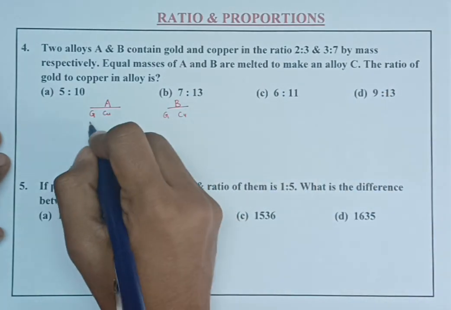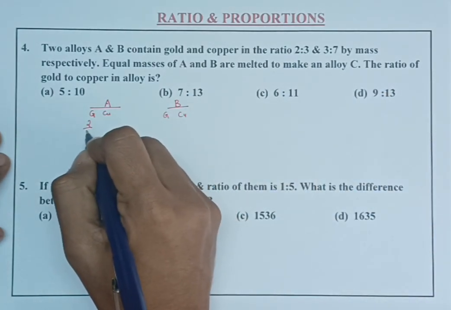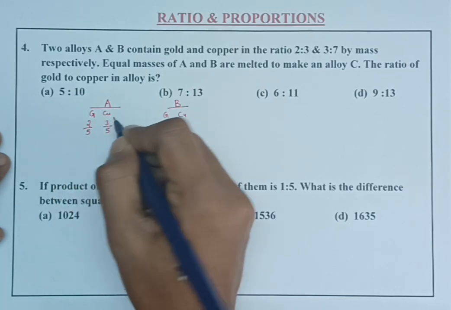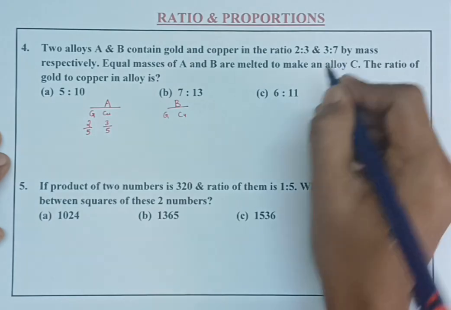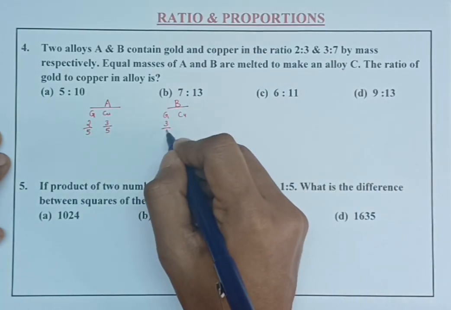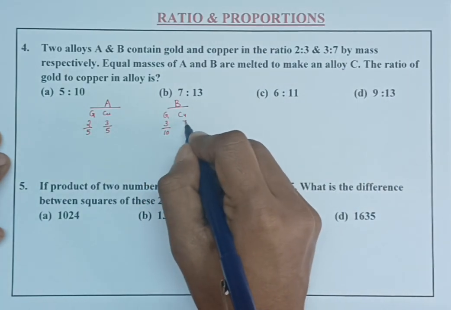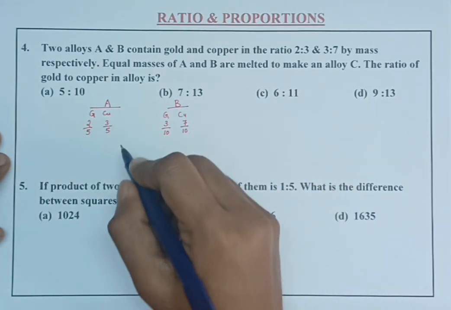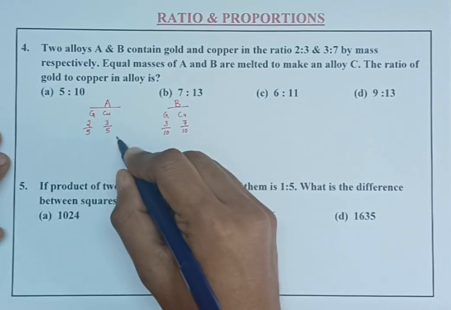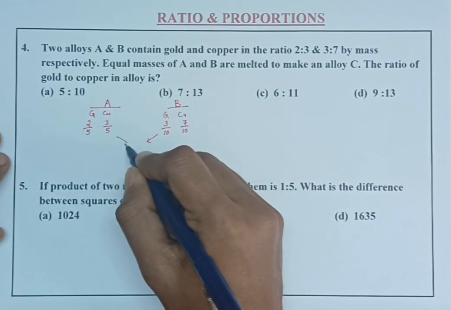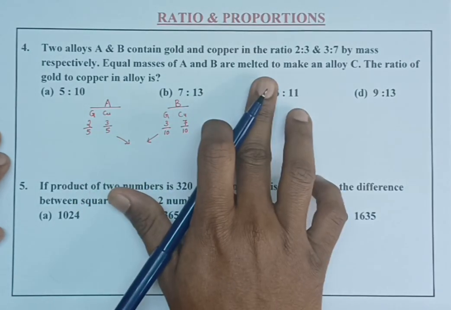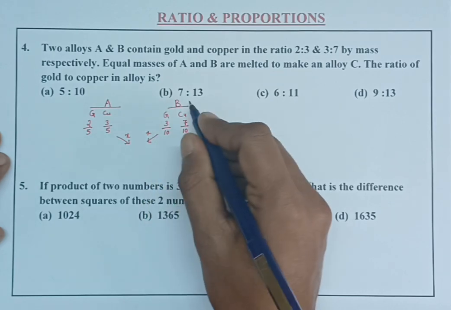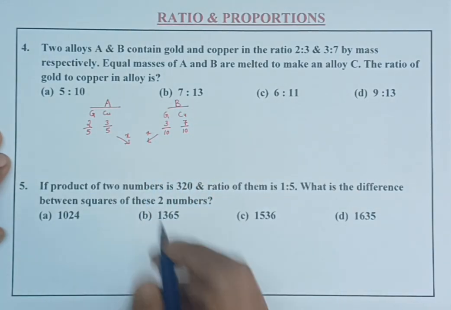In the first, 2 out of 5 will be gold and 3 out of 5 will be copper. In the second case, 3 out of 3 plus 7, that is 10, will be gold and 7 out of 10 will be copper. Now we are given a situation where these two are mixed. Alloys A and B are mixed in the same mass ratio, that is X portion of A and X portion of B are mixed together to make another alloy C.